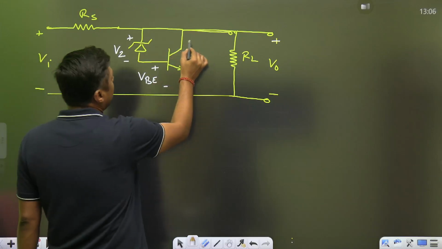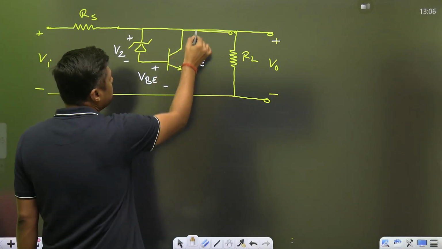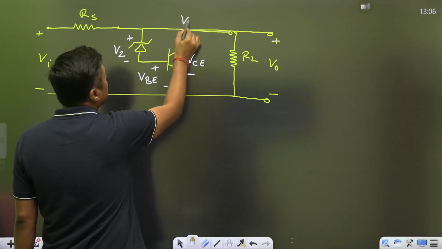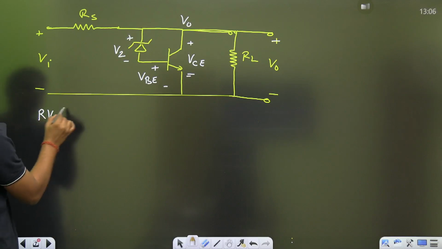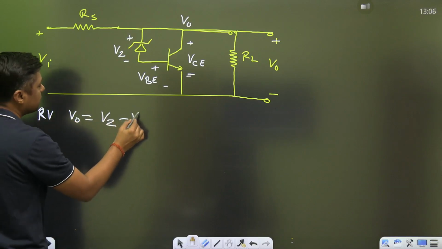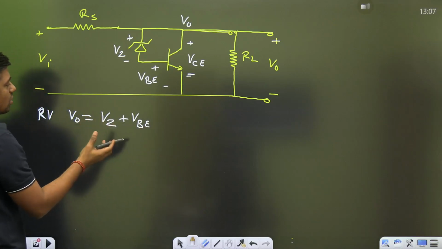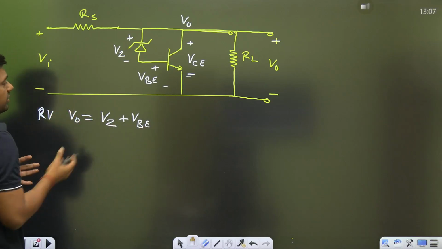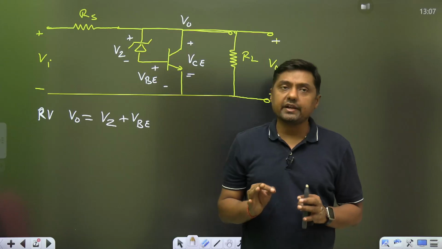Now from this point to this point, we are having the VC, and from this point to this point, we are having V0. And therefore, what is the regulated voltage? V0 is equal to VZ plus VBE. Now VZ is constant, VBE is constant, and that is called the regulated voltage.